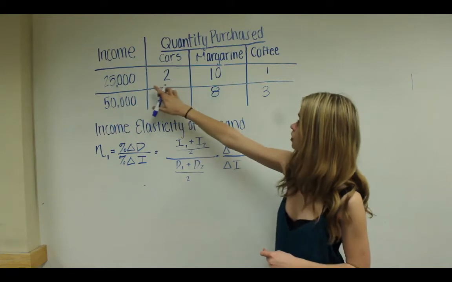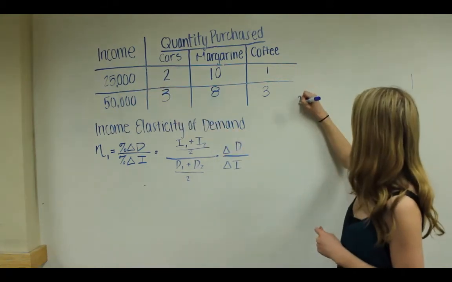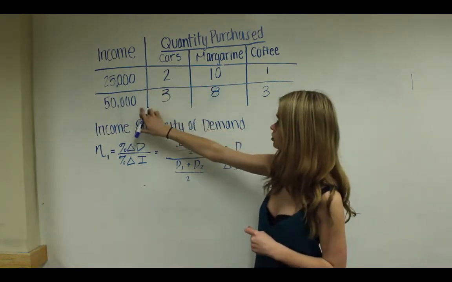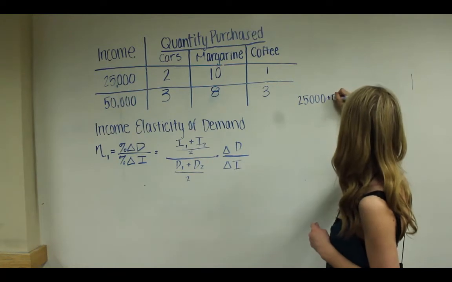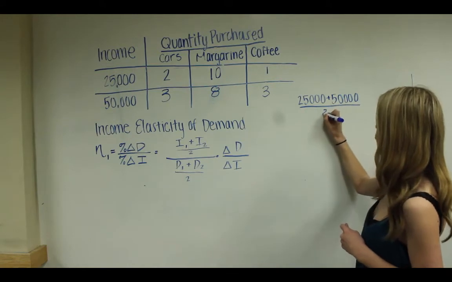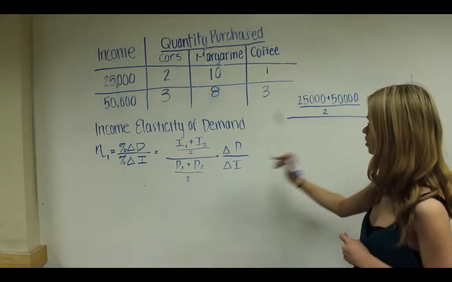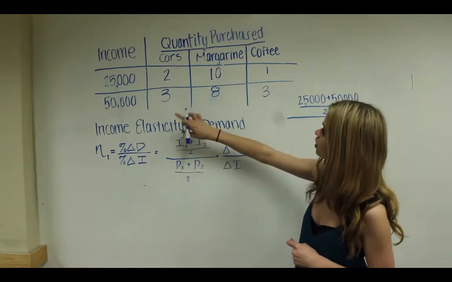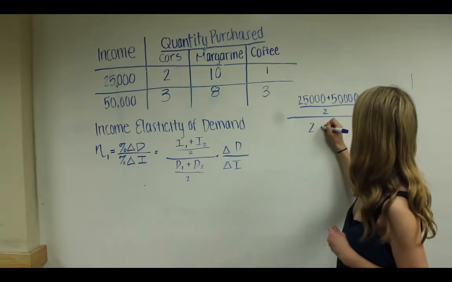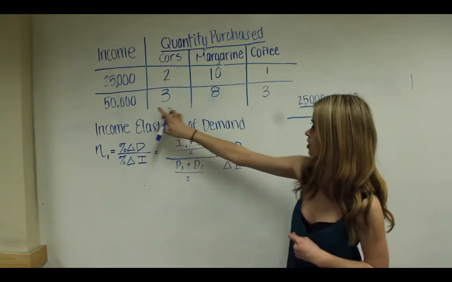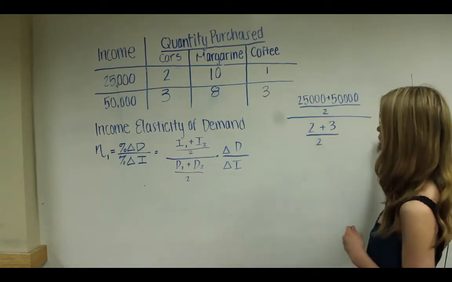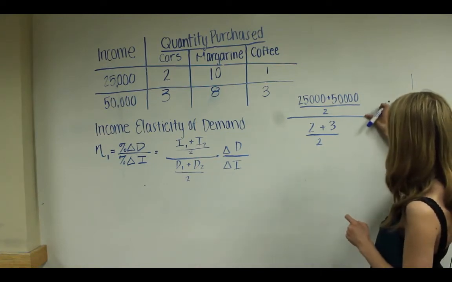So income 1 was 25,000. Income 2, 50,000. Divide that by 2 to do the midpoint, all over demand 1 and 2 over 2. The first demand for cars at 25,000 was 2. The second demand for cars at 50,000 was 3. Alright, and now we have these change formulas.